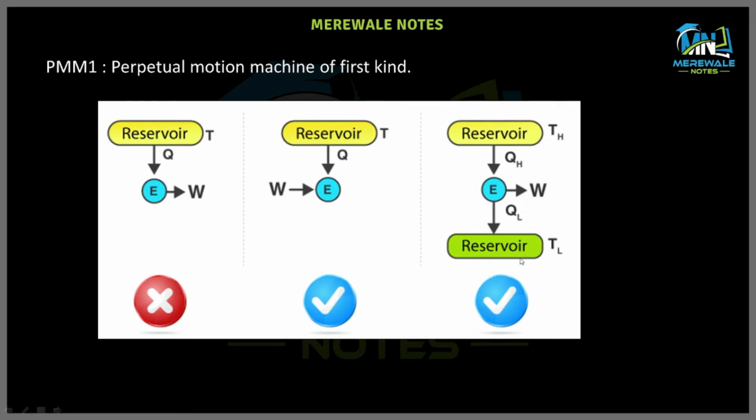So this is PMM2, and it violates the second law of thermodynamics, which is shown by the cross sign. And these two follow the second law of thermodynamics. As we can see, this engine is taking work, not producing one. And this one is taking heat from the source reservoir and producing work, and some amount of heat energy it is rejecting to the sink.